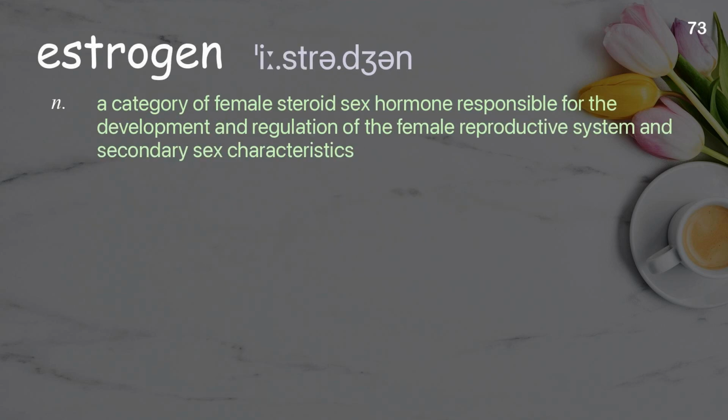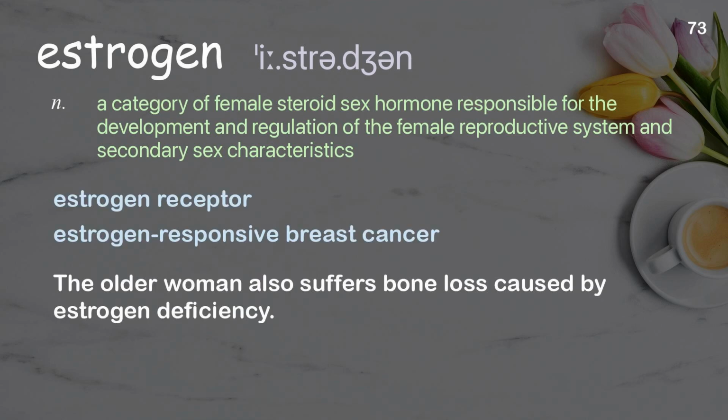Estrogen. A category of female steroid sex hormone responsible for the development and regulation of the female reproductive system and secondary sex characteristics. Examples: estrogen receptor, estrogen responsive breast cancer. The older woman also suffers bone loss caused by estrogen deficiency.